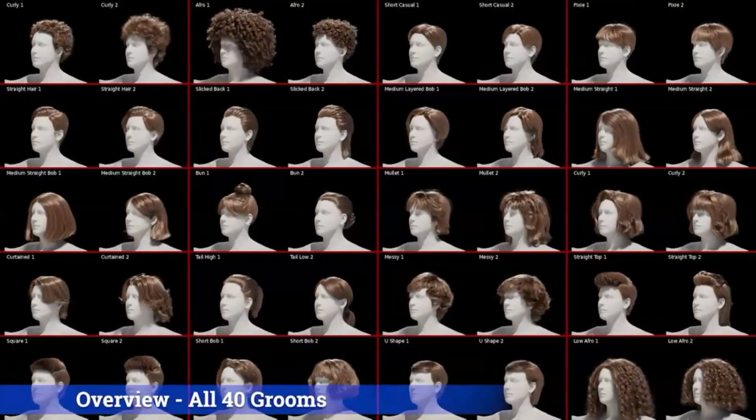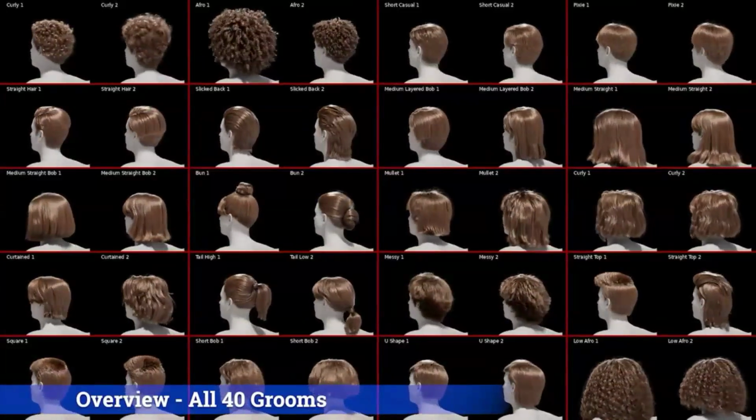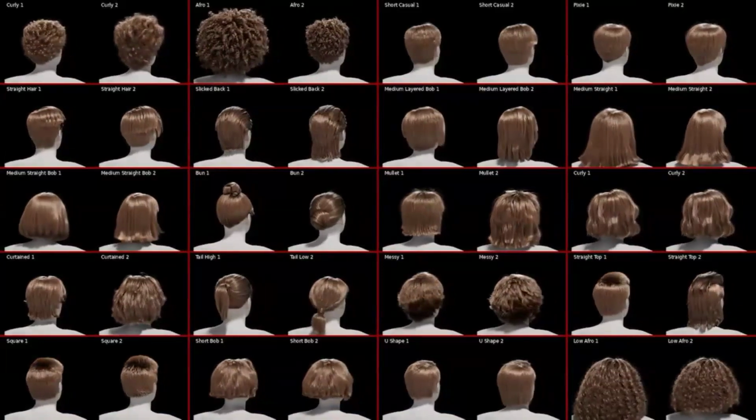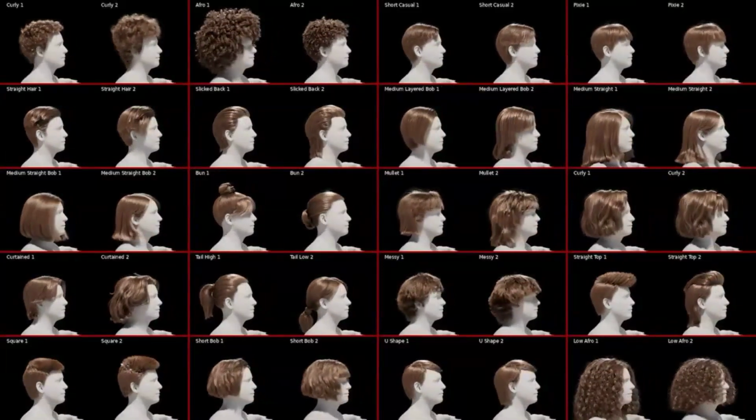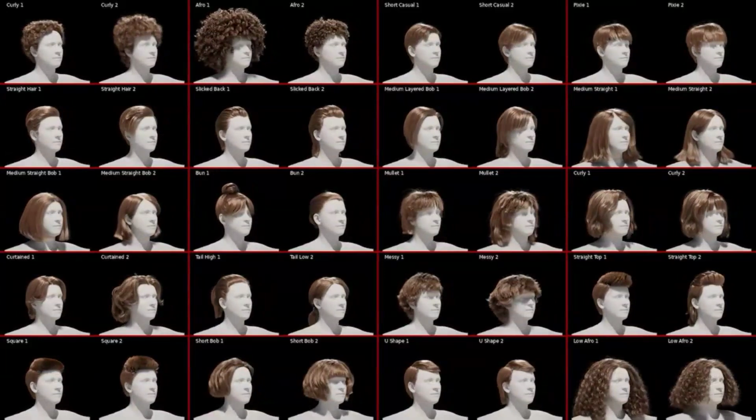So we actually hired the same people that Microsoft used for their projects to make us 40 unique hairstyles, all high quality strand-based artist designed hair grooms. And we make these available for research purposes.